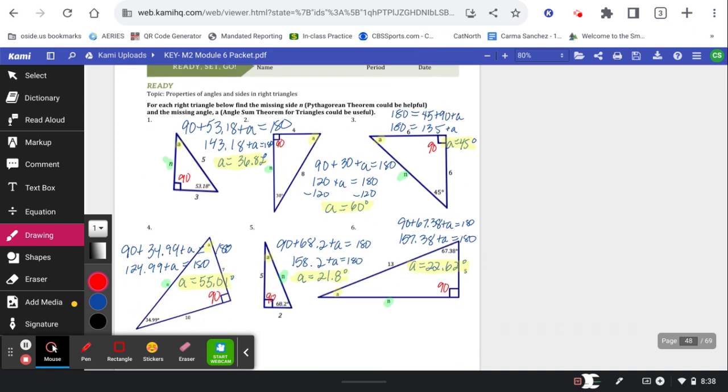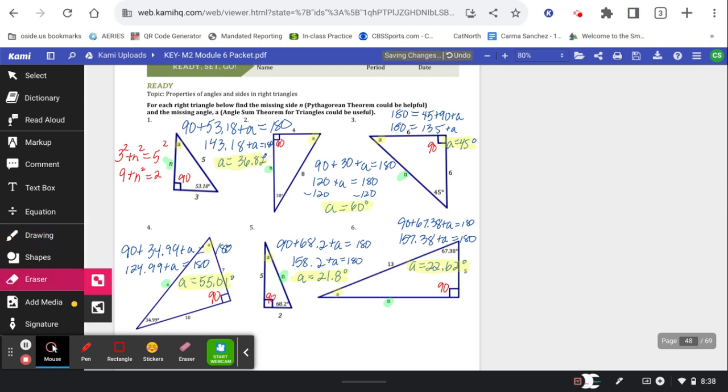So let's go take a peek here at this first one. Here we're given a hypotenuse and we're finding a missing side n. So we'd write leg squared plus unknown leg squared equals hypotenuse squared. 3 squared is just 9. So how do I know that the 5 is the hypotenuse? 5 is on the longest side, and 5 is across from the right angle.